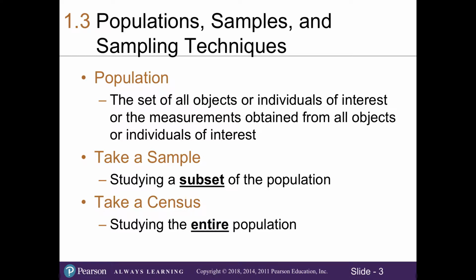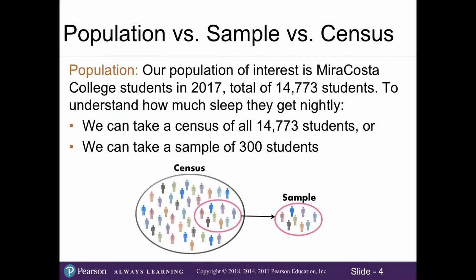A population is a set of all objects or individuals of interest, or the measurements obtained from all objects or individuals of interest. So, for example, one population of interest might be college students. When we take a sample, we are going to study a subset of the population. If we take a census, we are going to study the entire population. Let's look at an example.